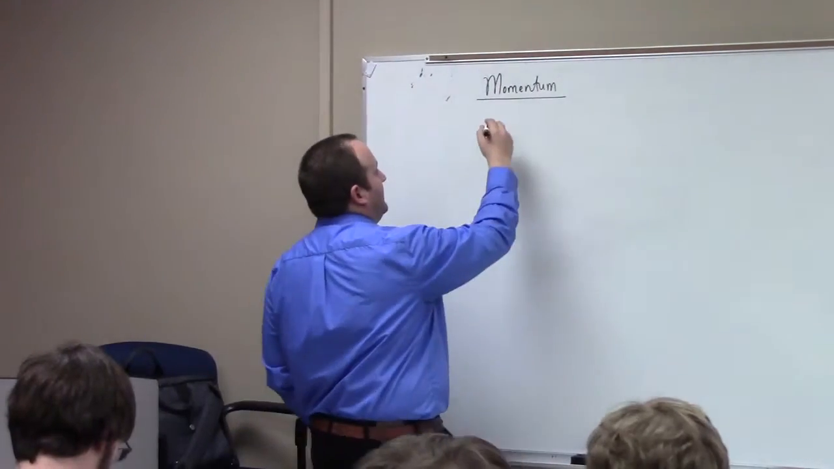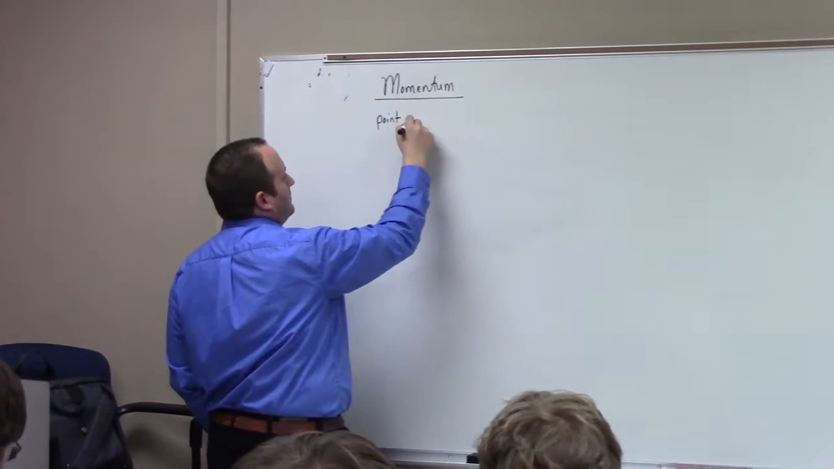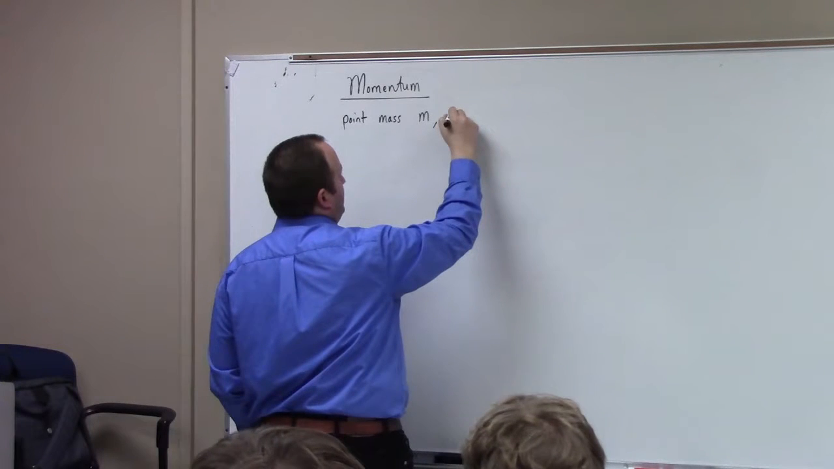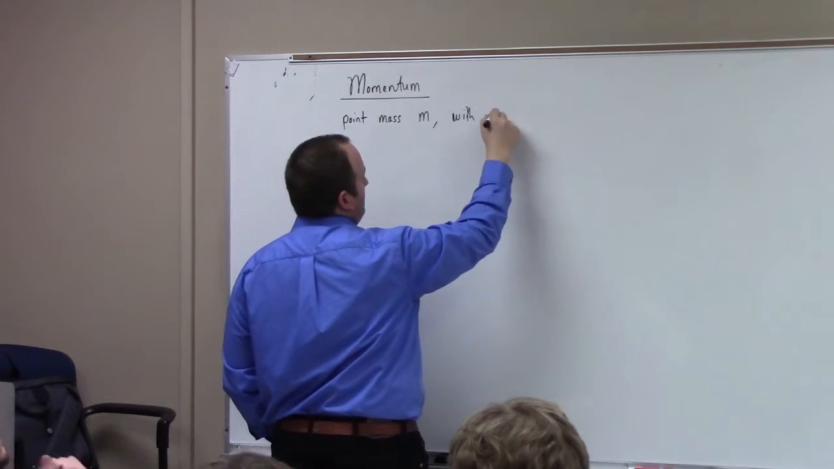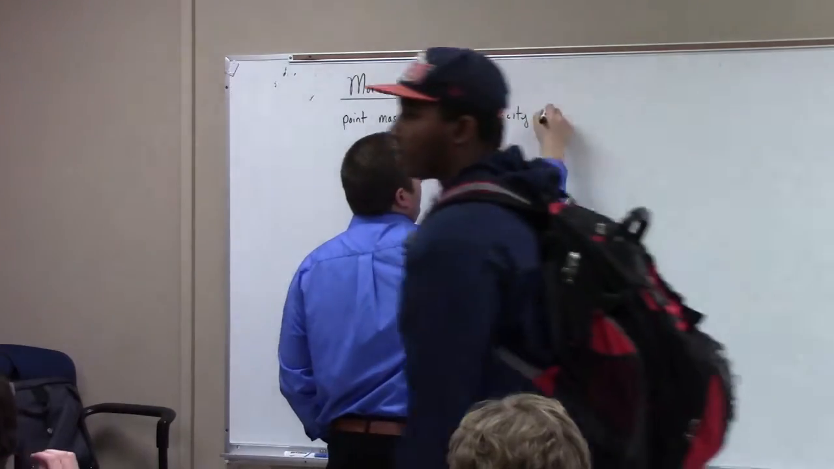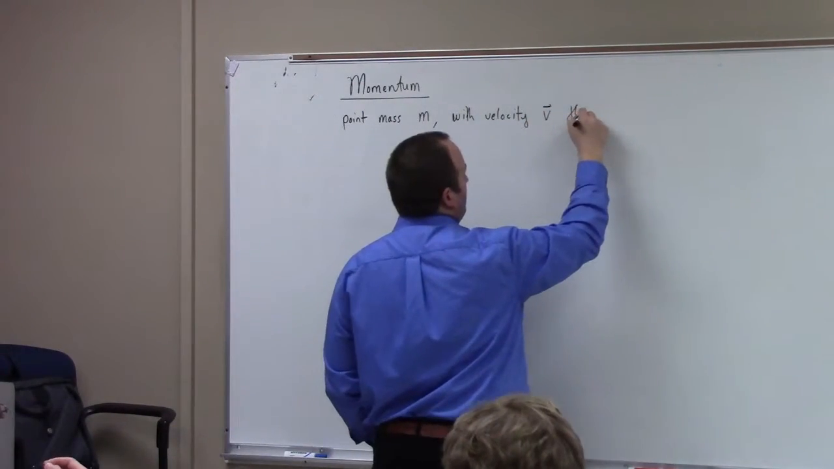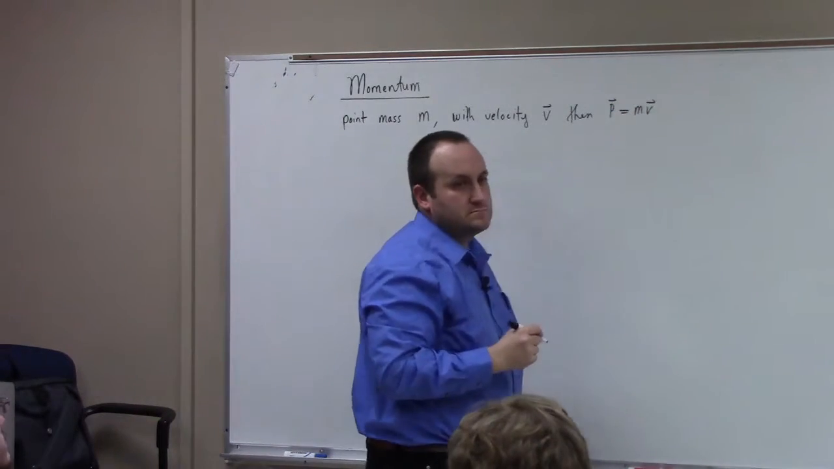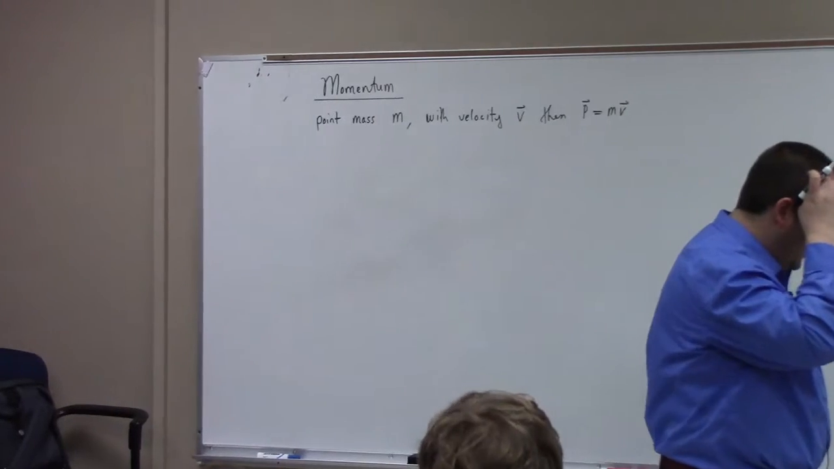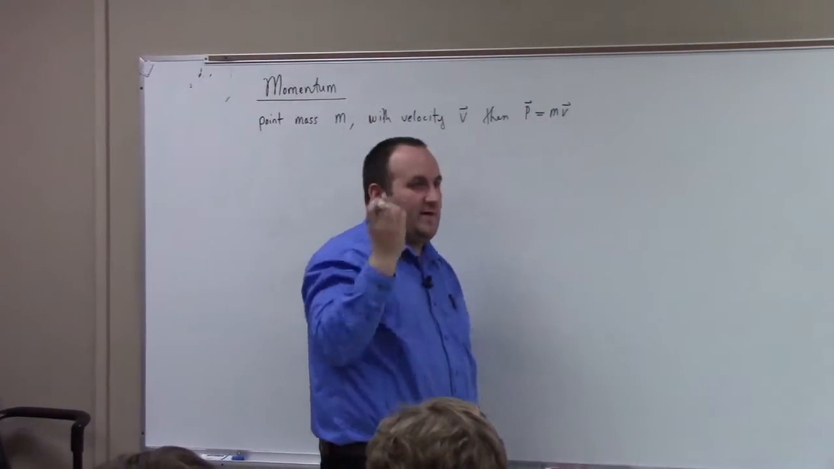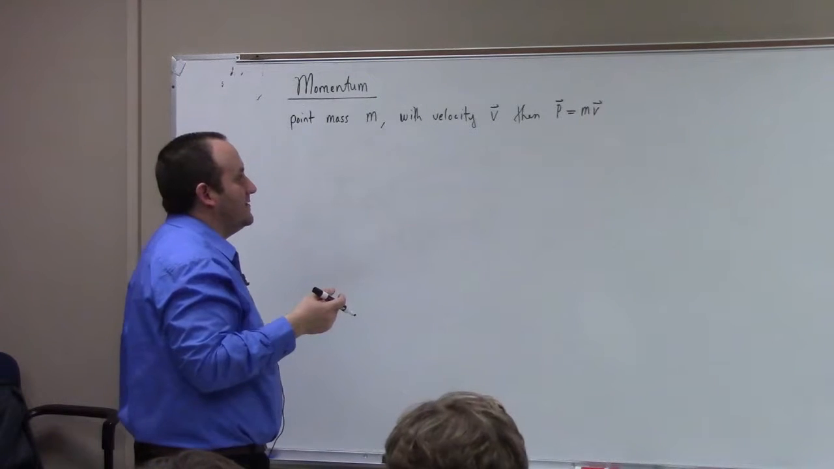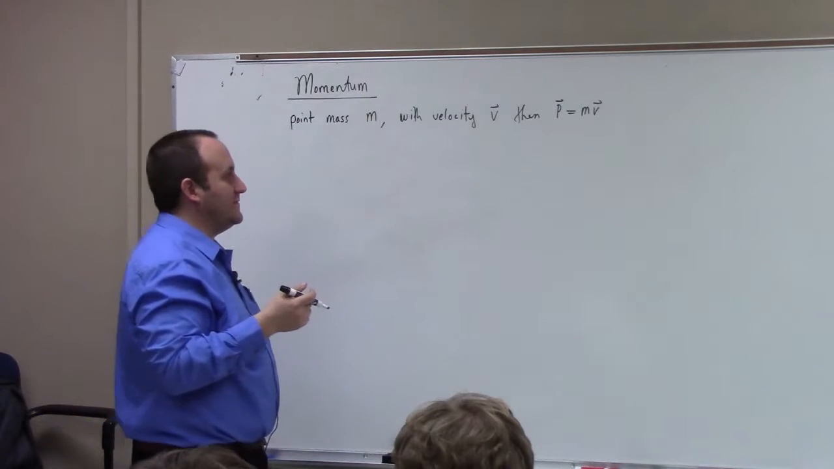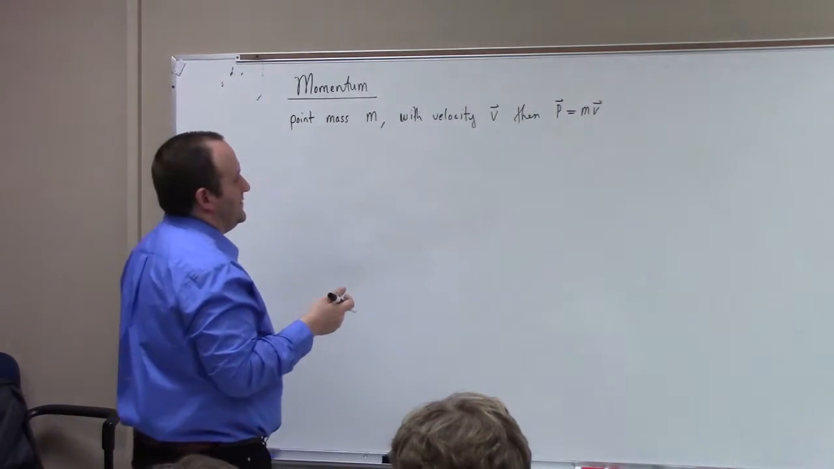In particular, if you have a point mass with mass m, and it has velocity v, then the momentum is a vector and it's equal to the mass times the velocity. Like, okay, well, why bother? Well, fine, you're just inventing another way to talk about the same stuff. Oh, okay, fine. That's kind of sort of true.